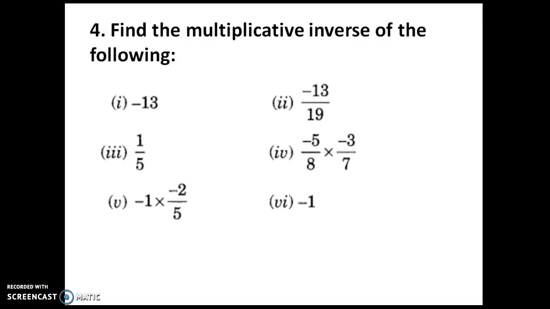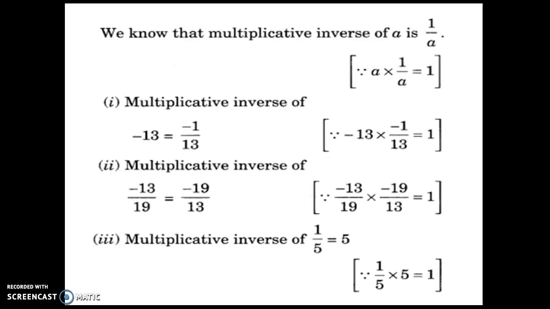Find the multiplicative inverse of the following. What is multiplicative inverse? Any number multiplied by one more number, you have to get the answer as 1. Suppose A is any number. What number to multiply? 1 by A. If you do, A will get cancelled and the remaining answer is 1. So the multiplicative inverse of A is 1 by A.